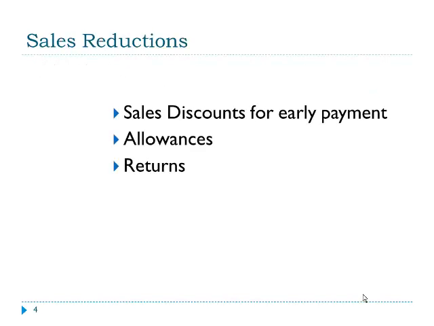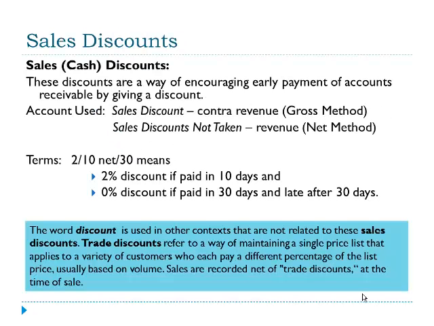We're going to be looking at three particular sales reductions in this objective. First, sales discounts. These discounts are a way of encouraging early payment of accounts receivable by giving a discount. The accounts used are sales discount if one is using the gross method, or sales discounts not taken using the net method. First, we need to know exactly what we mean by the word discount.